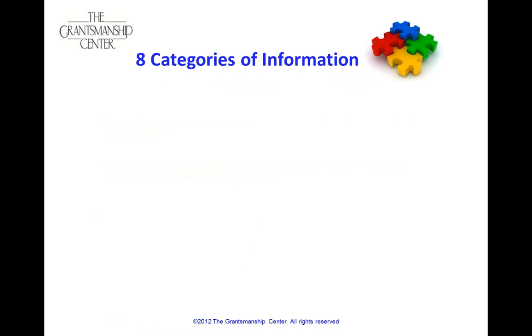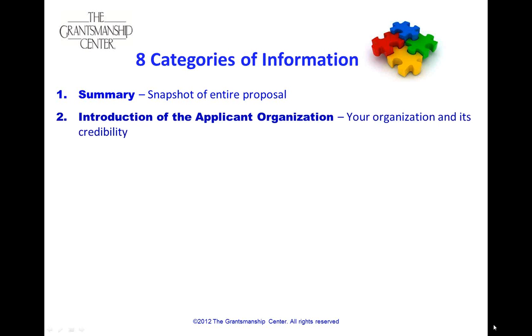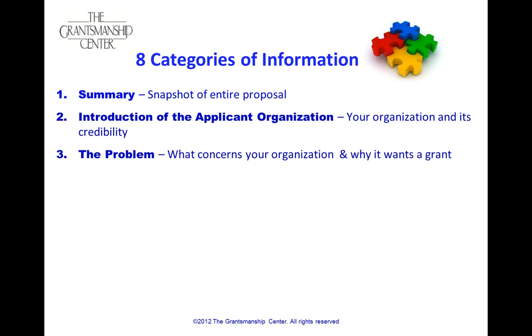So let's start by looking at the 8 categories of information. First, there's the summary. The summary is a snapshot of the entire proposal. It provides the reader with a context. It is the first thing that the reader sees, and it is the last thing that the proposal writer prepares. The introduction of the applicant organization tells the reader what your organization is and what it does. And this section documents the qualifications and achievements of your organization that prove that it is competent to implement the program that you'll propose later in the grant proposal.